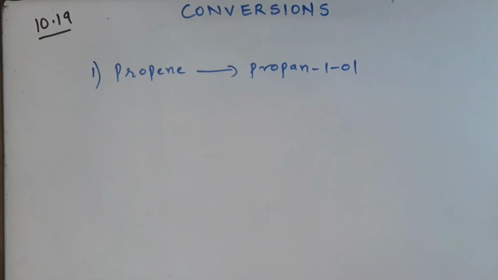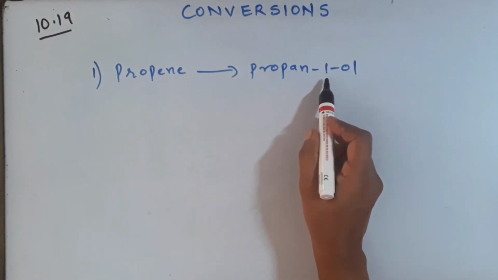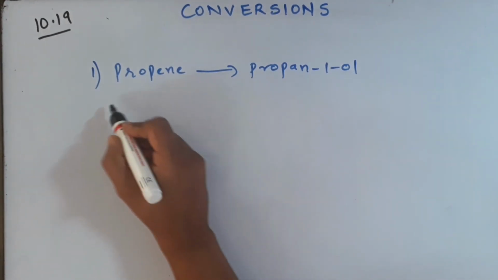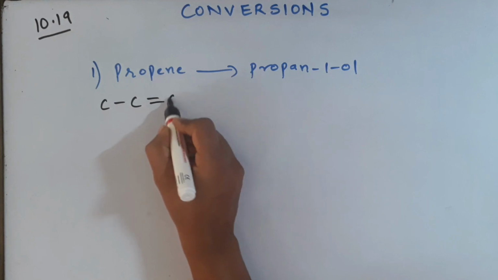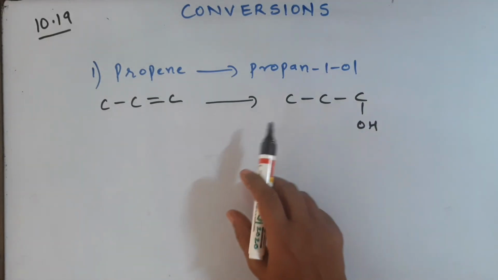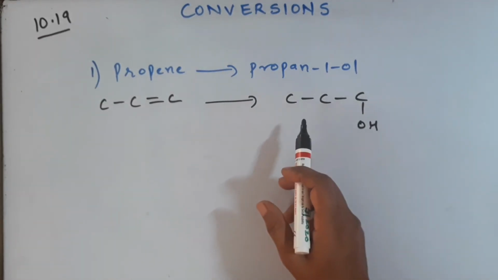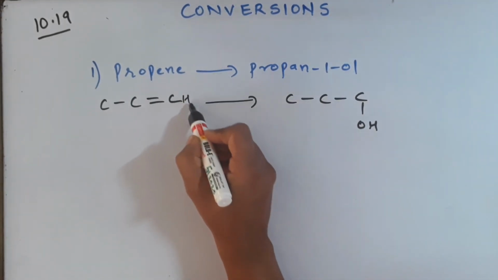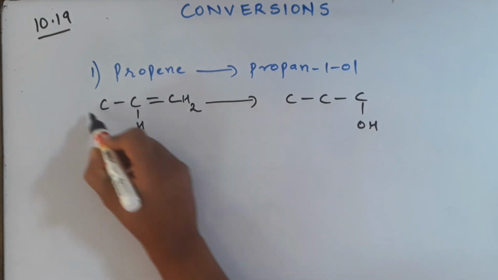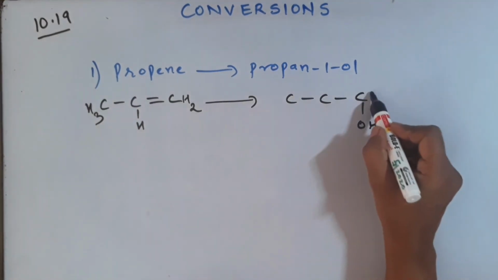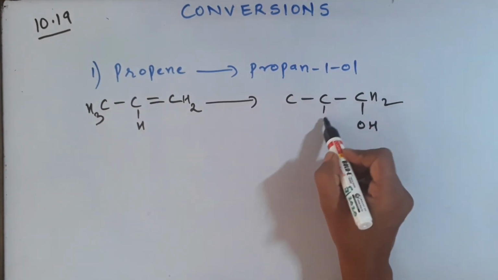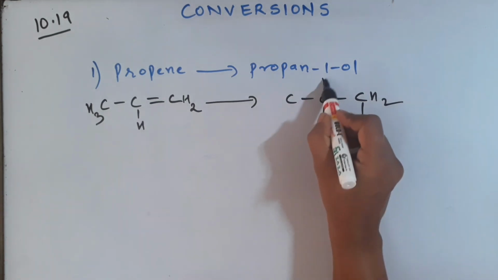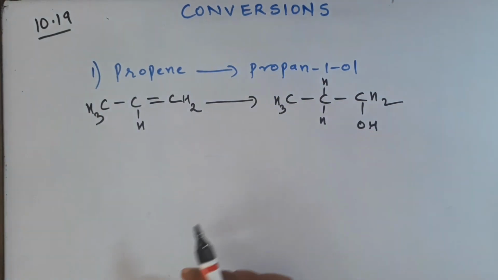The first conversion is propene to propan-1-ol. As you can see, this is the molecule which is an alcohol and this is an alkene. First draw the skeleton. After you draw the skeleton, you will come to know what extra things you have to do. So you compare the two structures. Here you will see that there are two hydrogens, and here there are again two hydrogens. Here there are two hydrogens, and there are three hydrogens here.